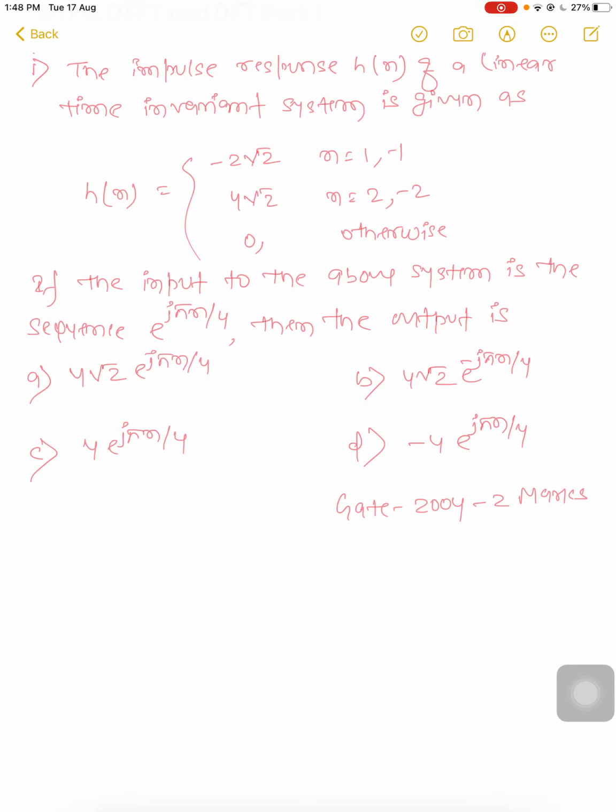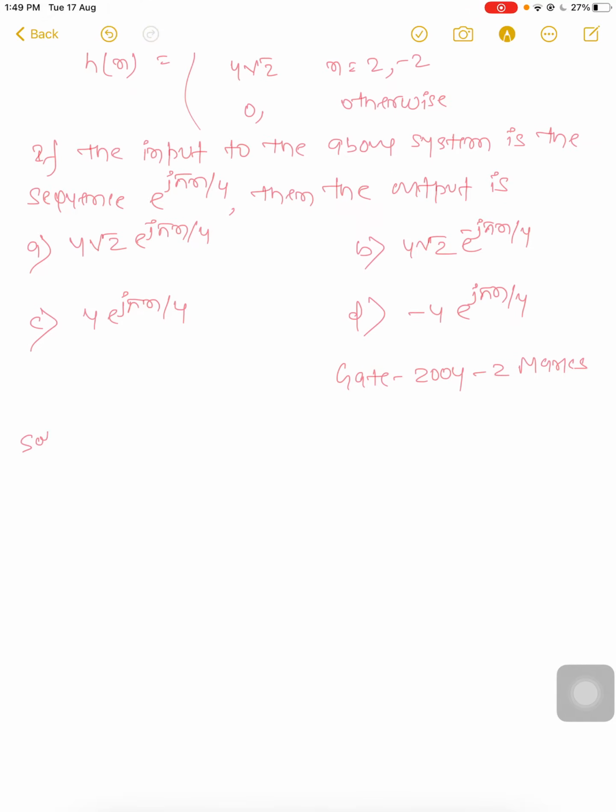The first question is: the impulse response h[n] of a linear time invariant system is defined as h[n] equal to 1 at n equal to 1, and minus 1 at n equal to 2, and minus 2 at n equal to minus 2, and otherwise 0, which means your impulse response is defined at only 4 points. If the input to the above system is the sequence e to power j pi n by 4, then we have to find out the output.